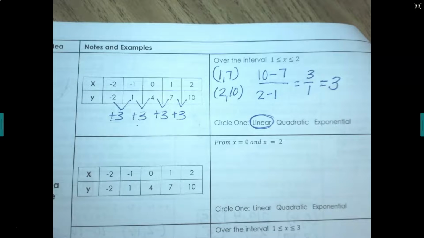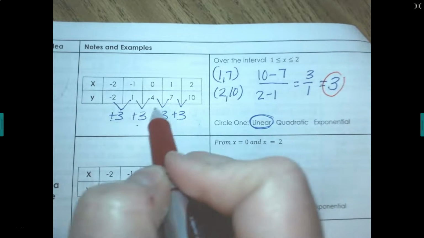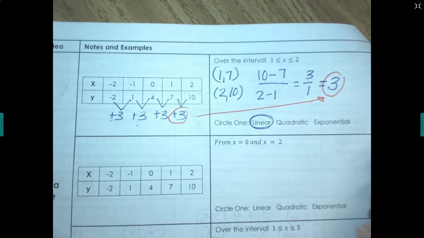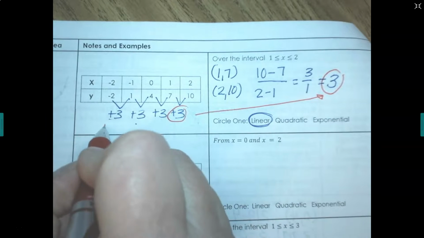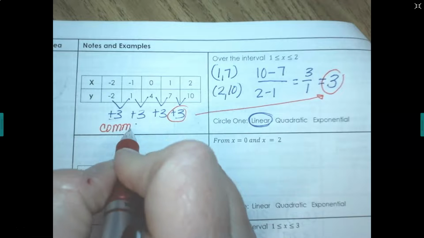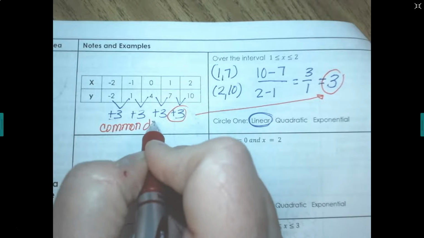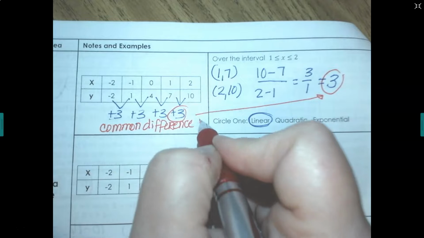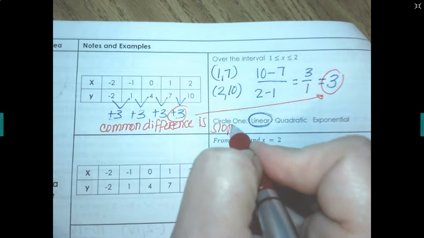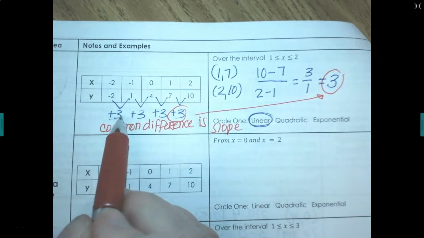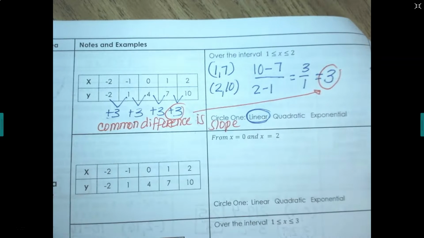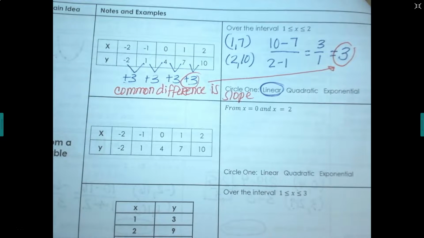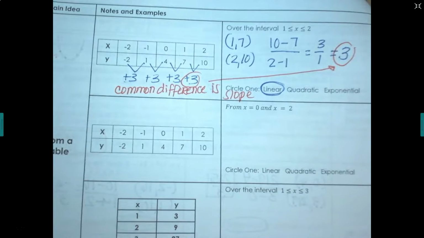So what I want to point out here is notice how the difference and the slope are the same. This common difference is the slope. So once you know this difference between these points, if it's a line, you know the slope of the line. Okay, it didn't matter which 2 points we picked because slope is constant for a line.